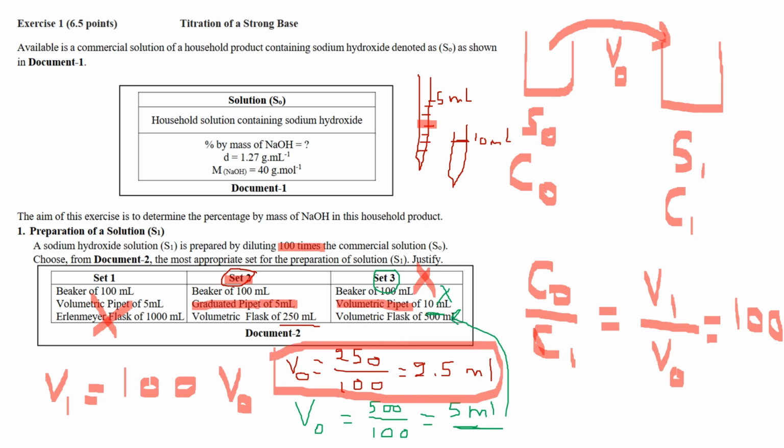So actually we're taking out 2.5 milliliters. This is V0 using the graduated pipette. We're taking it out from the S0. We're putting the 2.5 milliliters here inside the volumetric flask, and we're adding water until we get the 250 milliliters inside the volumetric flask, and this is how we can form S1 using set 2. So set 2 is the correct answer here.